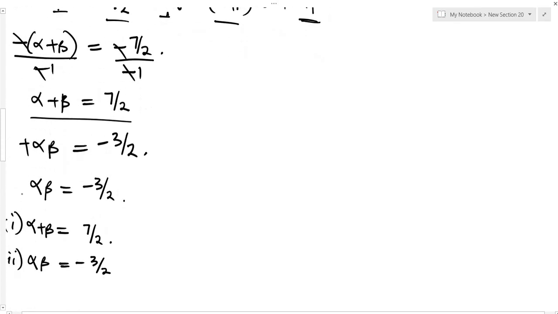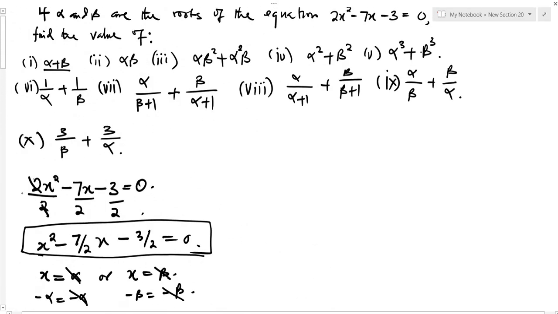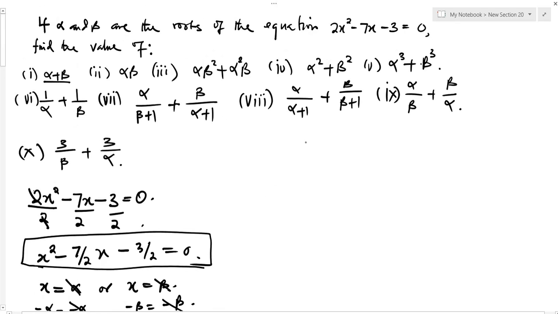Now, the next question is for I. So you have alpha beta square plus alpha square beta.